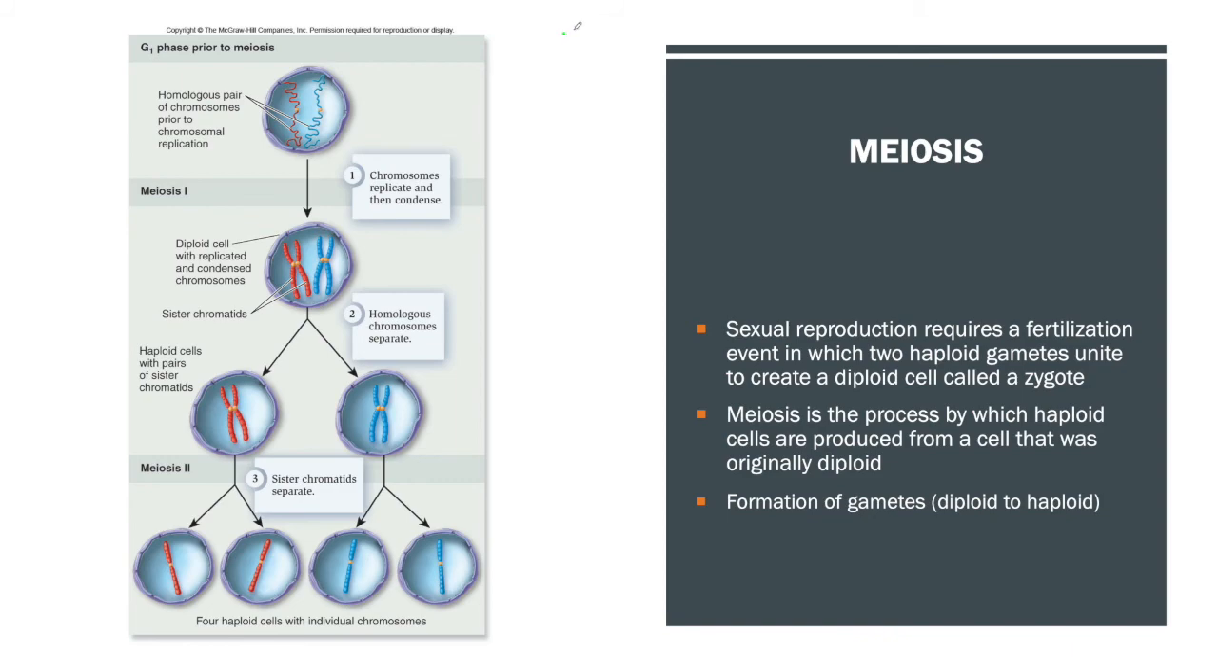So we go from 2n to gametes that are 1n each, which will then come back together and give us a 2n organism. So sexual reproduction requires this fertilization event, and that's why we need our haploid gametes in order for this to create a diploid cell known as a zygote. Meiosis is the process by which we create these haploid gametes for sexual reproduction, and the formation of gametes is from diploid to haploid. Now, luckily, the process of meiosis very closely resembles that of mitosis.